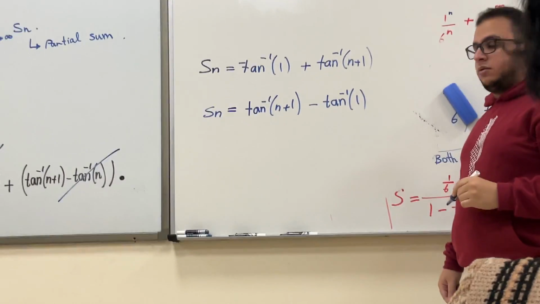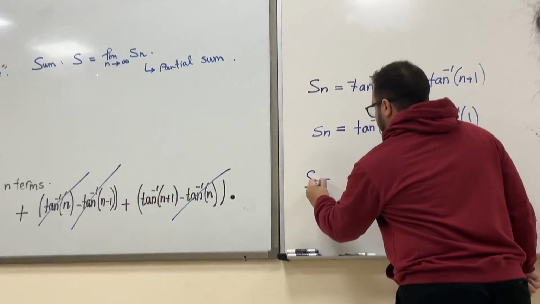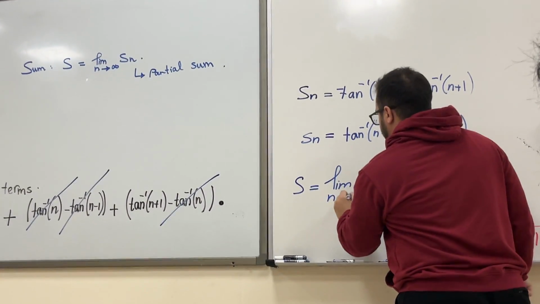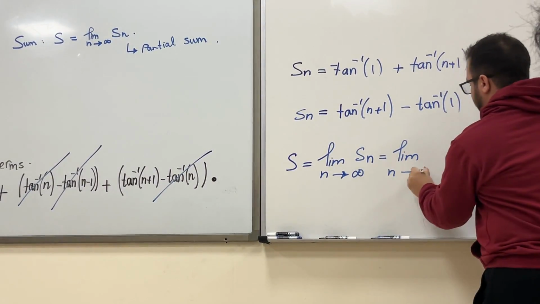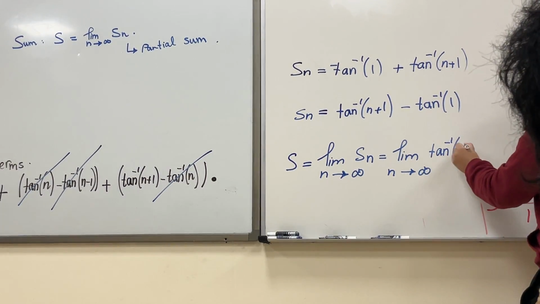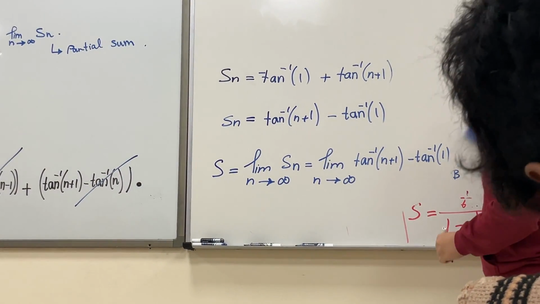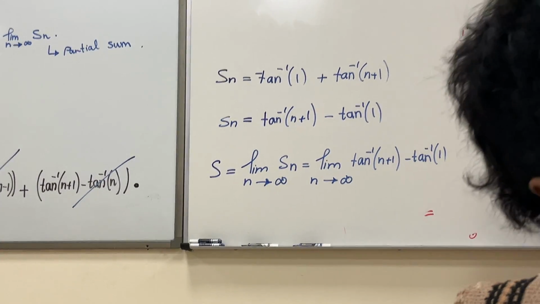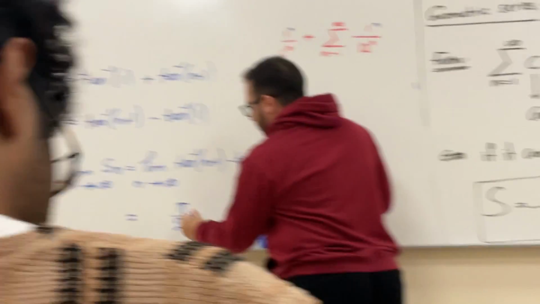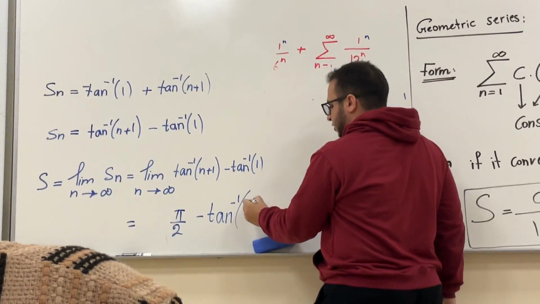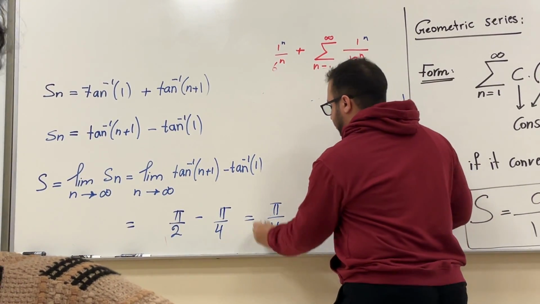What do you do now? The sum equals the limit as n goes to infinity of the partial sum. There is no way to know if the series converges or diverges until you reach this step. So what do you get? Pi over 2. Tan inverse of infinity is pi over 2. You can try on the calculator. Tan inverse of 1 is just a number, I think pi over 4. So the sum of the series is pi over 4.